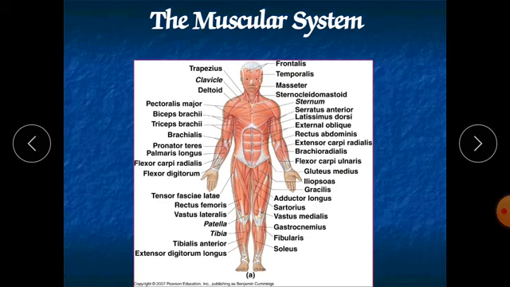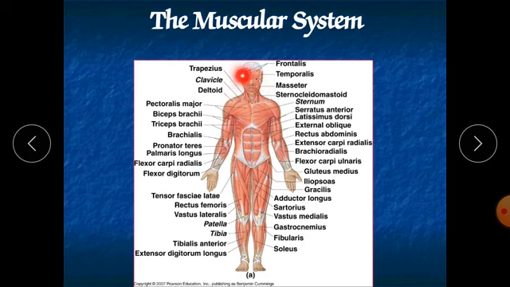Today we are having a discussion on the topic, the muscular system. Students, all over the body we have various types of muscles which have various functions in our body. Their major functions are to do locomotion, to do protection, and to transfer impulses from one part to another part.